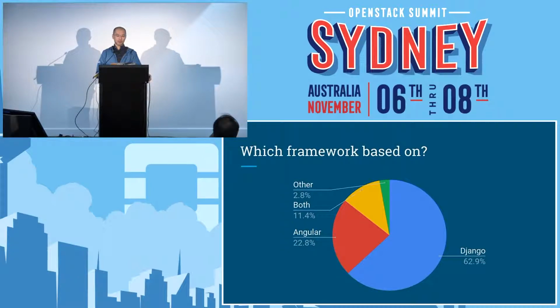23% of plugins use Angular. And 11% of plugins seem to be migrating from Django-based to Angular-based. These plugins have panels for both Django-based and Angular-based. One of them uses React.js. This uses Node.js as the server, so it is not a Horizon plugin.